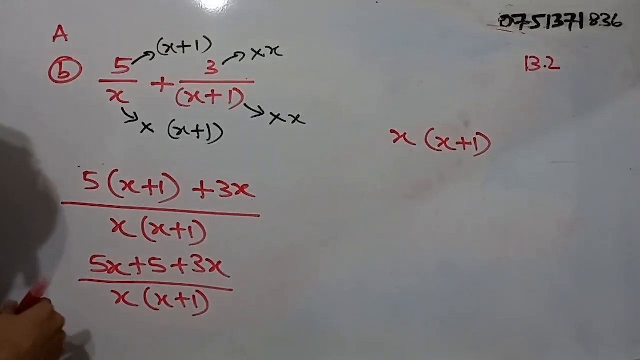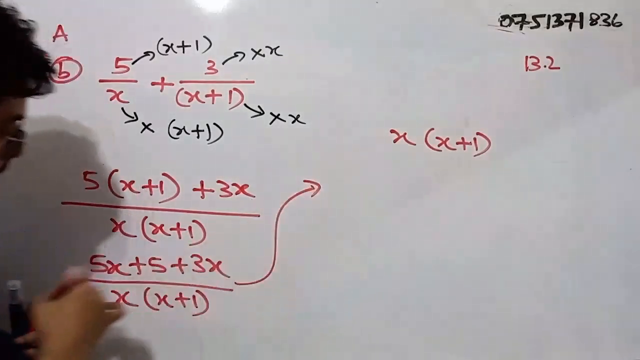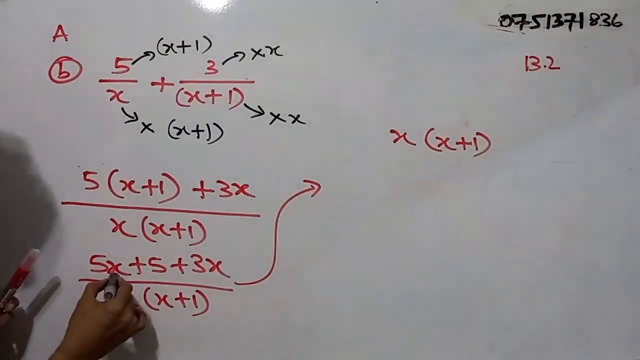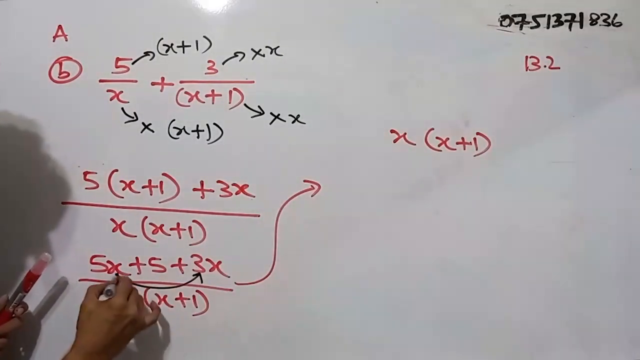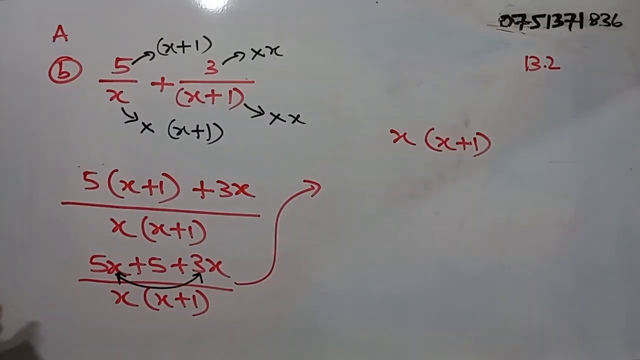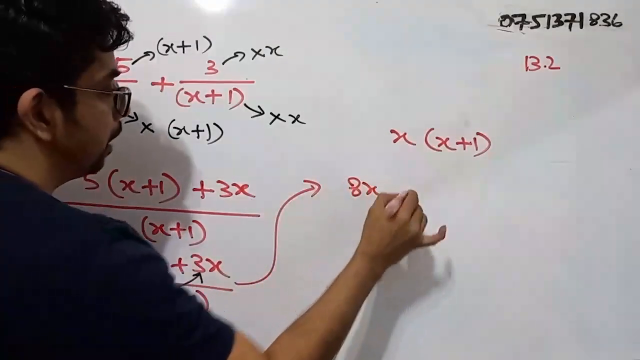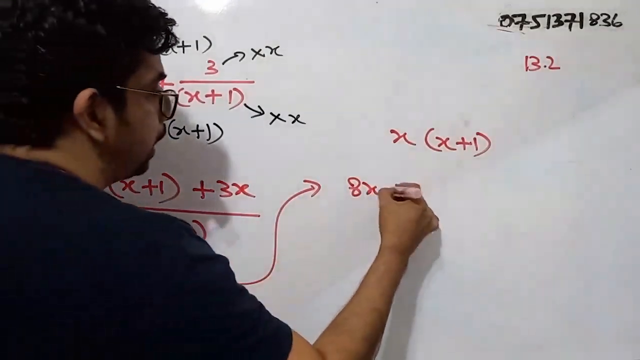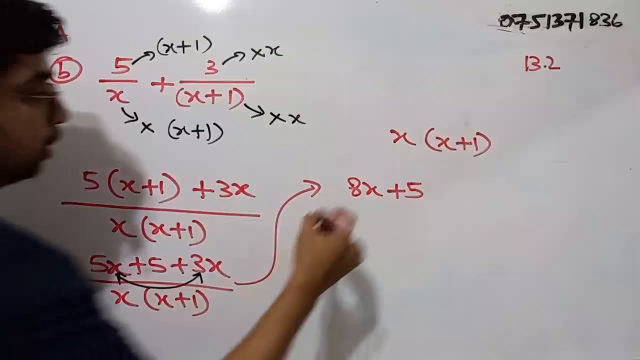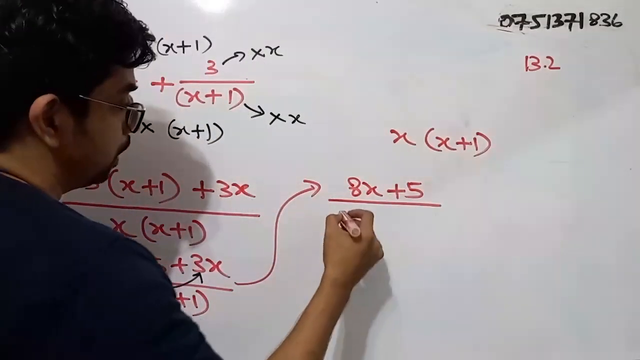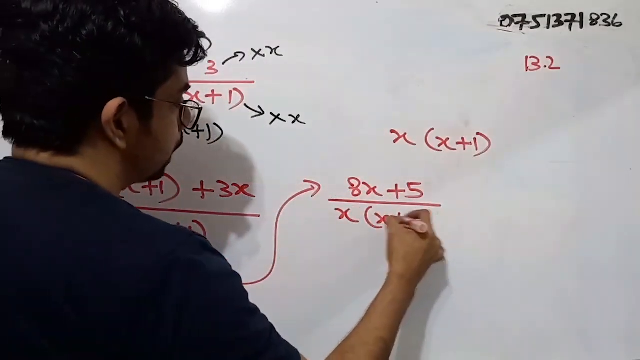Okay. So we will move over to here, right? So now we can simplify these two terms, right? 5x plus 3x. So it will be 8x. 8x plus 5. So this entire expression must be divided by x into x plus 1.